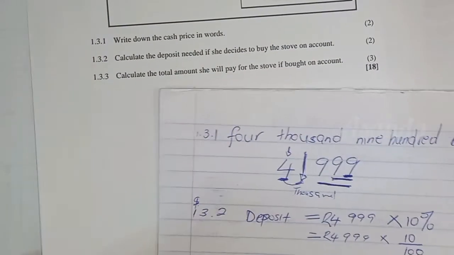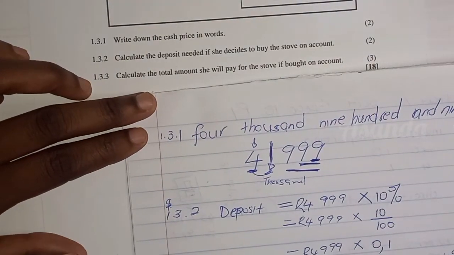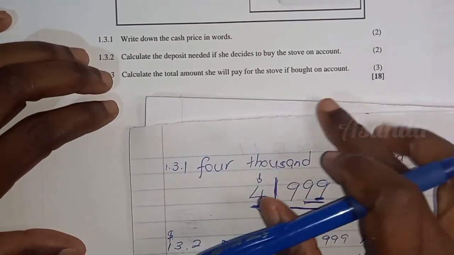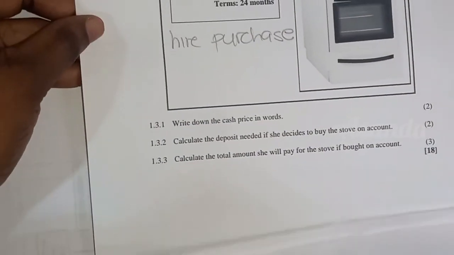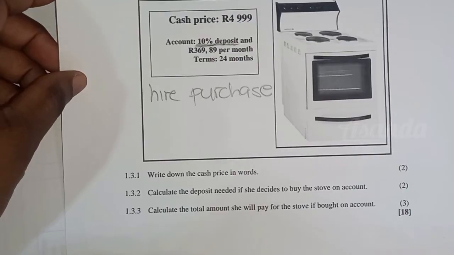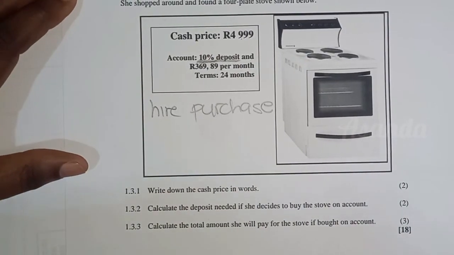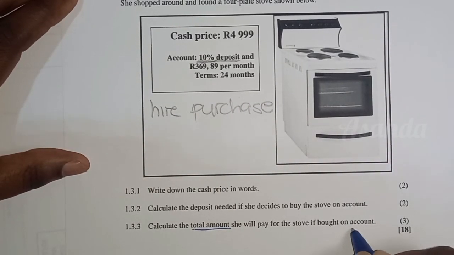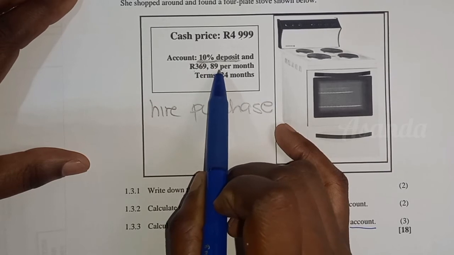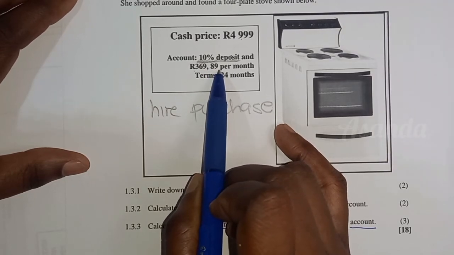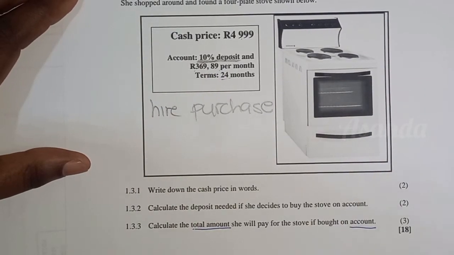So now calculate the total amount she will pay for the stove if she bought on account. Okay, so calculate the total. They're asking for the money that she will pay for the stove if the stove is bought on account, so on hire purchase. So let's go. He first pays the deposit, and then he pays 369.89 for 24 months. It says there, and therefore we'll find out.